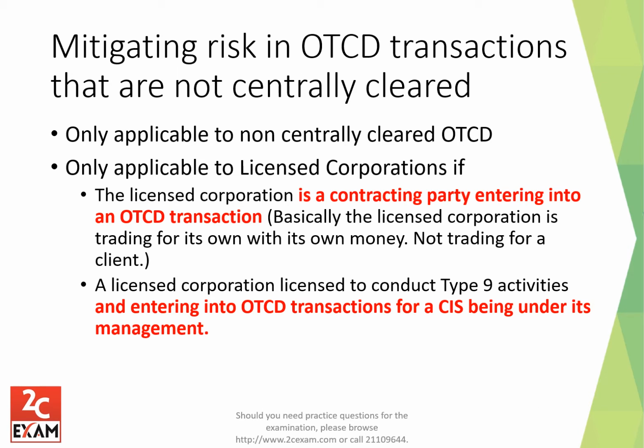If the licensed corporation is a contracting party entering into an OTCD transaction, that means that the licensed corporation is trading on its own behalf, not trading for a client. Or if a licensed corporation is licensed to do Type 9 activities, that is asset management, and they entered into an OTCD transaction for a CIS they manage. In those cases, they are also subjected to these provisions in the Code of Conduct that concern non-centrally cleared OTCD transactions.